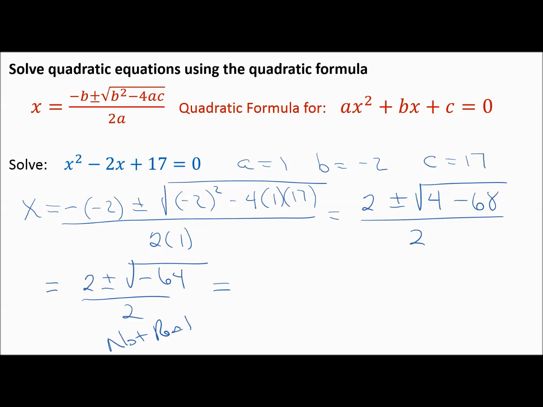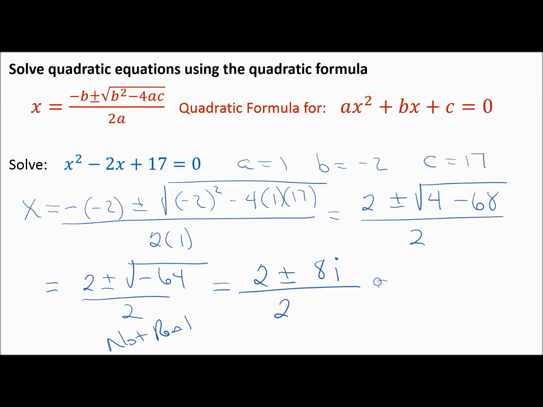Now we know how to simplify the square root of negative 64. So now I have 2 plus or minus. Remember, the negative is an i value. And then the square root of 64, we all know, is 8. So that's 2 plus or minus 8i over 2. Now, 2 cannot be added to 8i. They're not like terms. You got a real number and an imaginary number part.